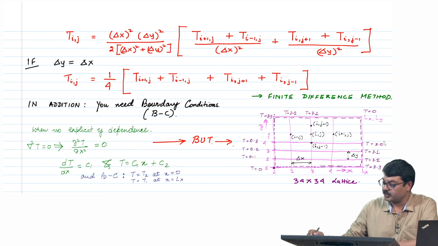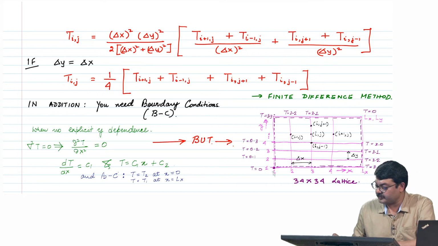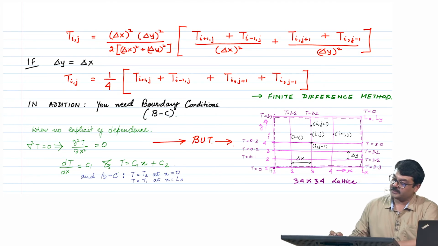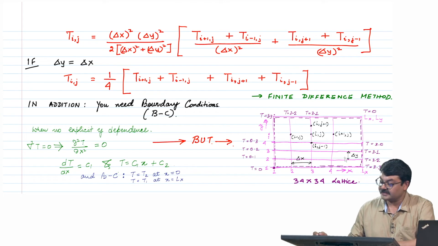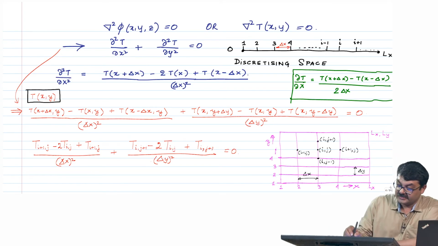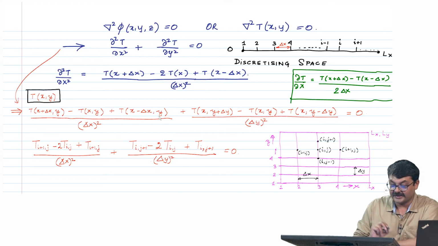If you think about two dimensions, you have discretized space in the x direction separated by delta x, and in the y direction you again have discrete points separated by delta y, right. And now you can calculate these quantities, x plus delta x, y and x minus delta x, y.